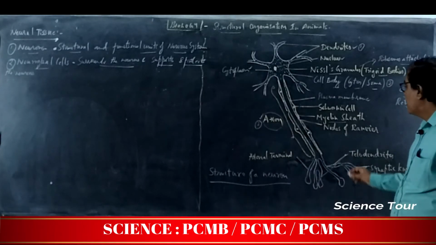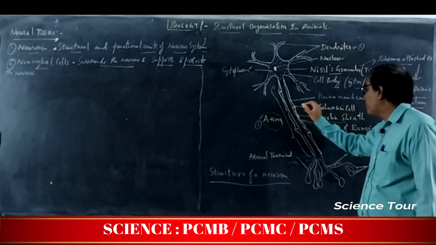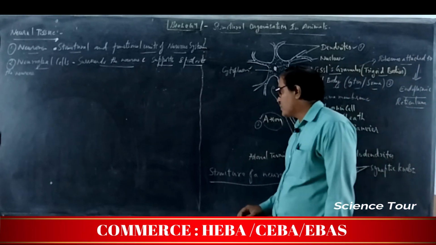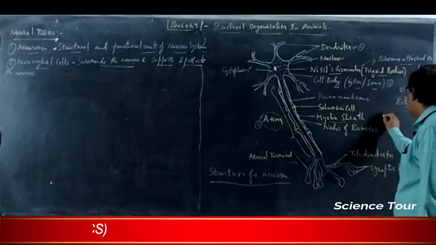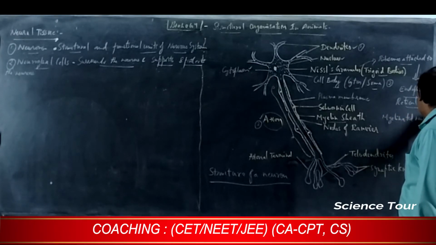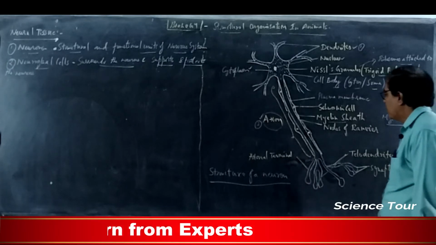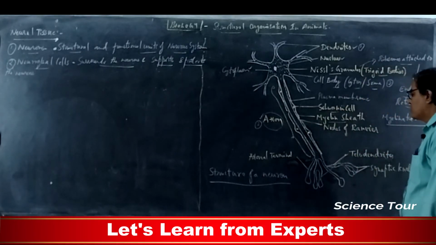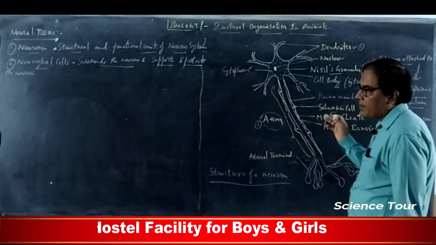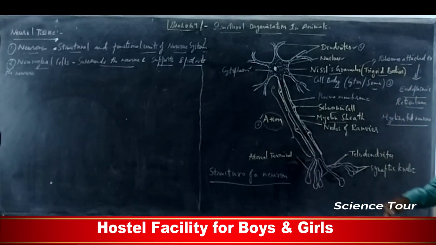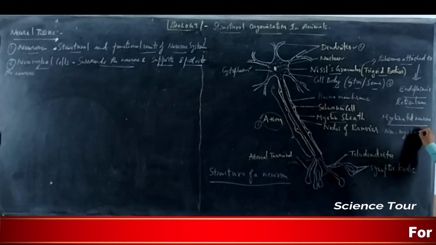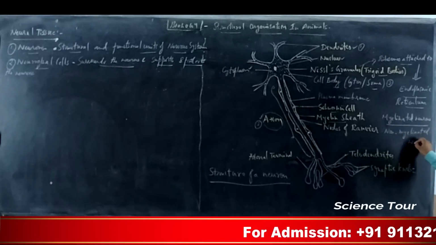Now, if this myelin sheath is present surrounding the plasma membrane, then such neurons are called as myelinated neurons. So, who will synthesize this myelin? That is by the Schwann cells. Sometimes the myelin sheath is not present; it is not present in all the neurons. If it is absent, then such neurons are called as non-myelinated neurons.